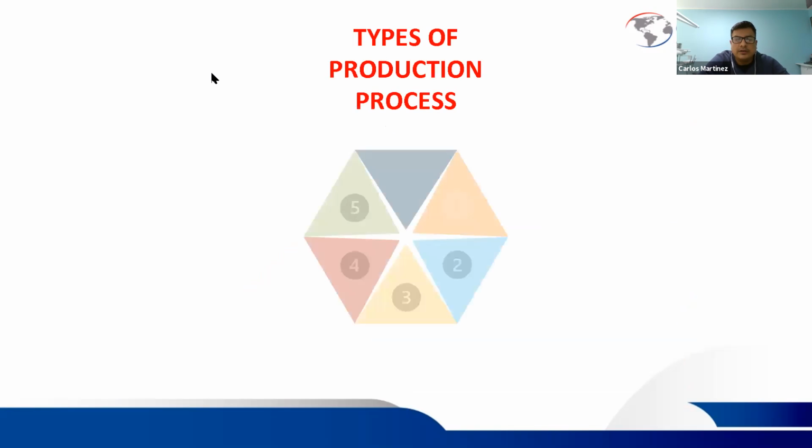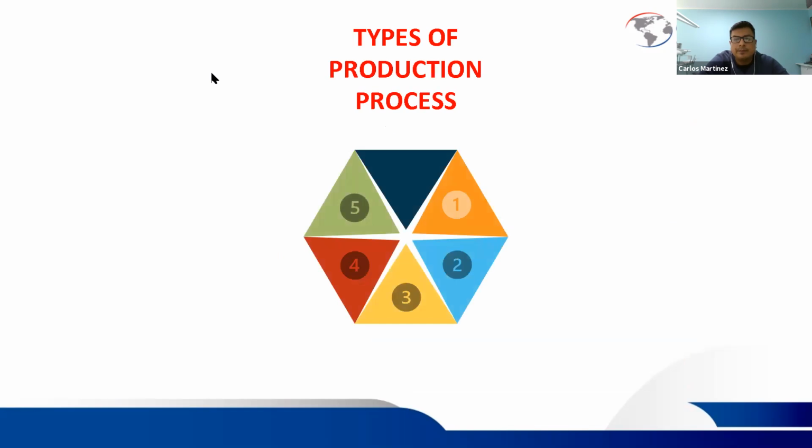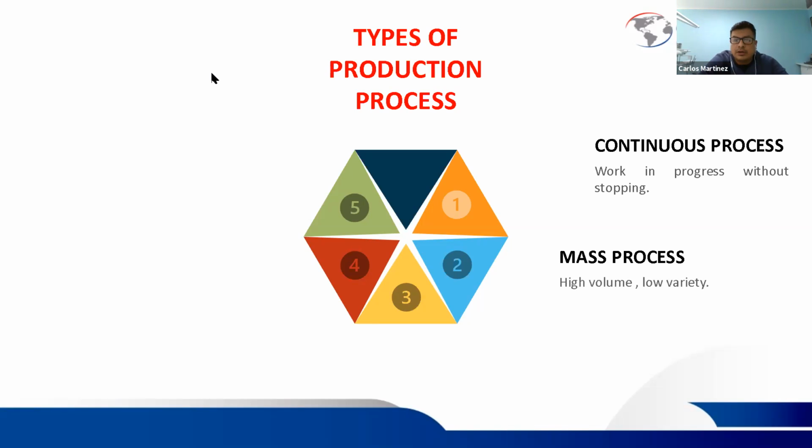Following that, the types of production processes. Okay, here we have 5 different types of processes, and we're just going to mention them and give certain characteristics related to them. The first one is the continuous process. Okay, again, work in progress without stopping. It's continuous. It never stops. Its name says it. It's a continuous process. Okay, manufacturing from start to end continues all the time. It's non-stop.